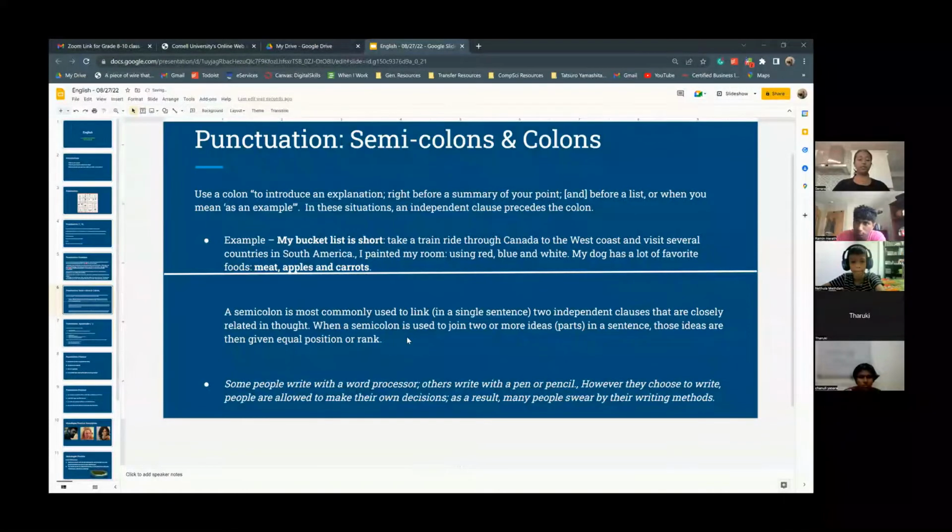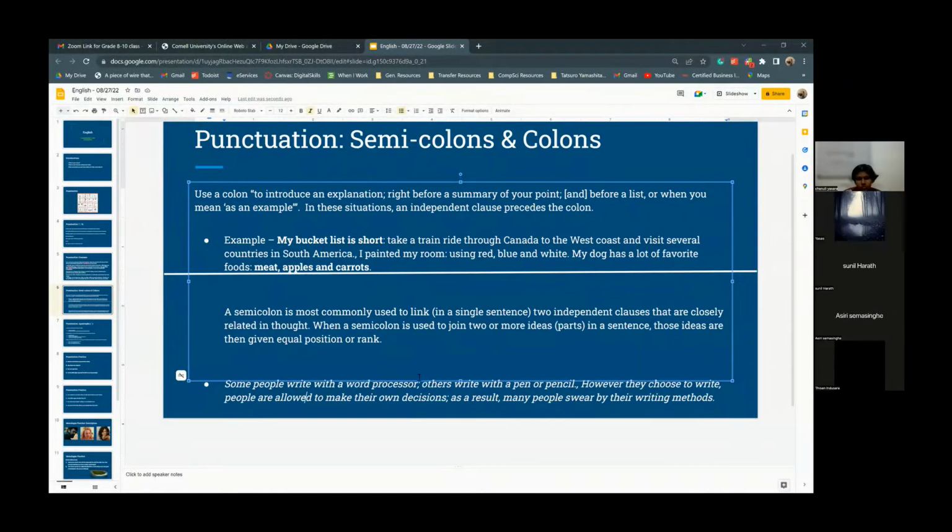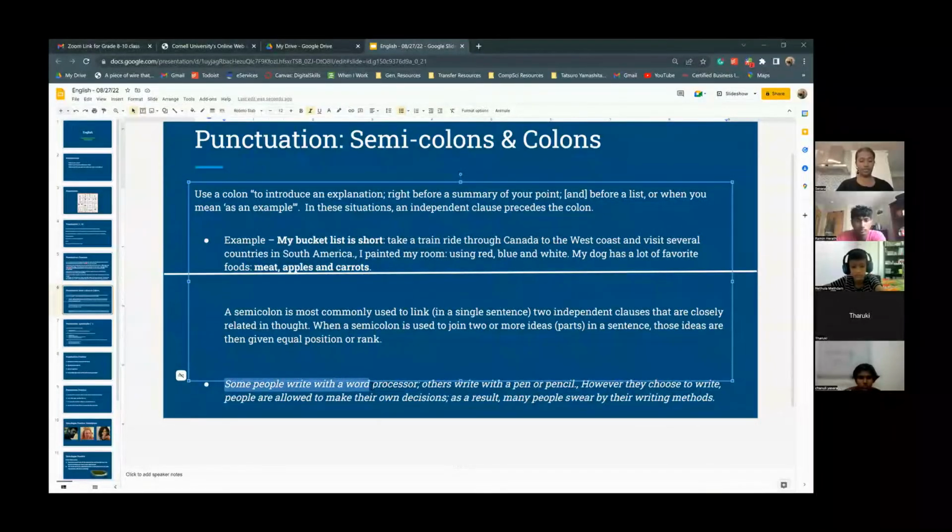Now, let's start with a semicolon. A semicolon is mostly used to link in a single sentence two independent clauses that are closely related in thought. When a semicolon is used to join two or more ideas or parts of a sentence, those ideas are then given equal position or rank. Okay, so let's see these examples down here.